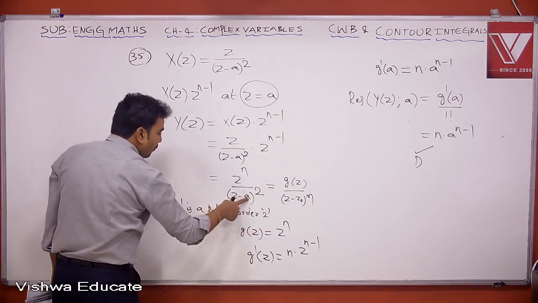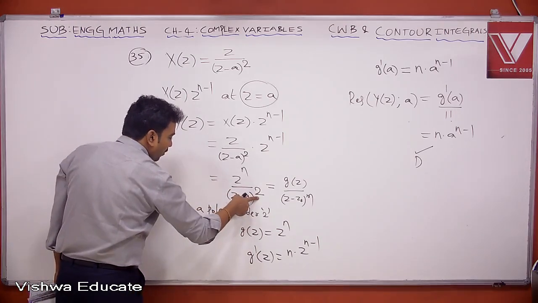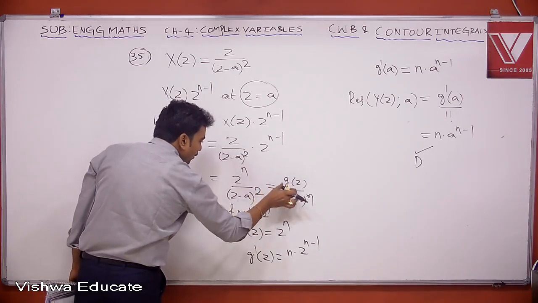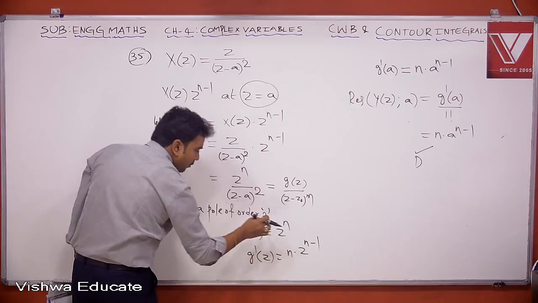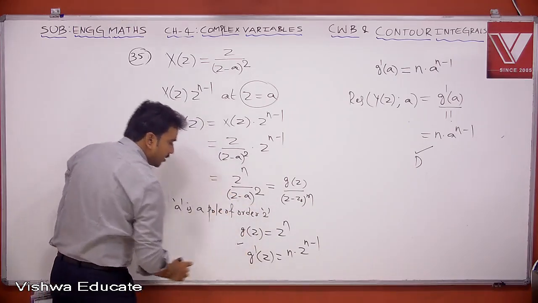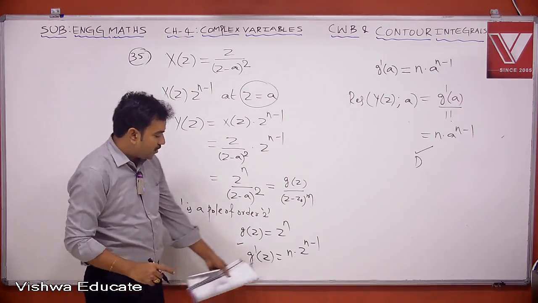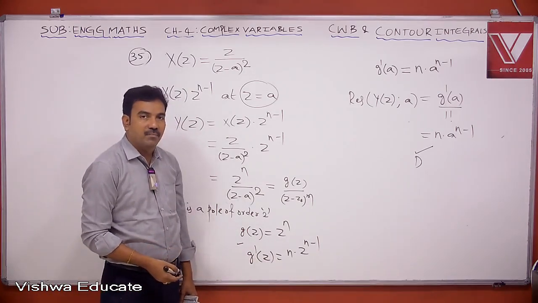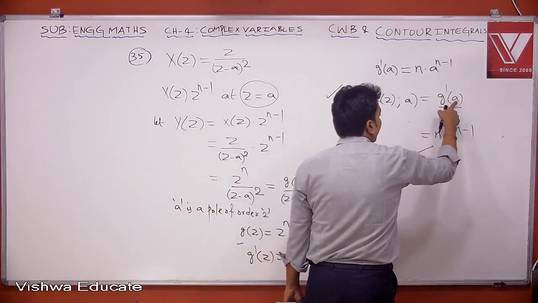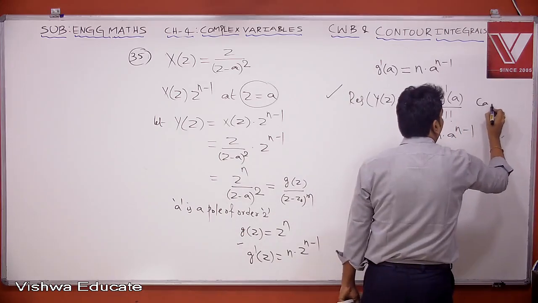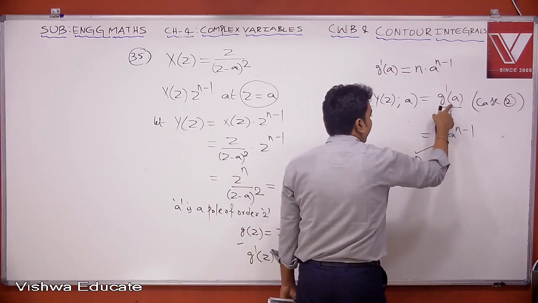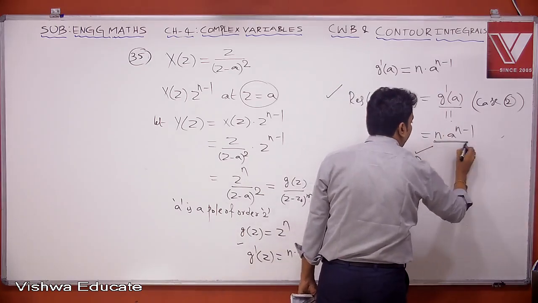But here a is a pole of order 2 because the highest power of 1 by z minus a is 2. So it is in the form g of z by this, but g of z is z power n. Since the power is 2, differentiate g with respect to z only one time. So its derivative is n times z power n minus 1. Therefore the residue of y of z at a is g dash of a by 1 factorial. This is by case 2 of residues. So g dash of a by 1 factorial is n times a power n minus 1.